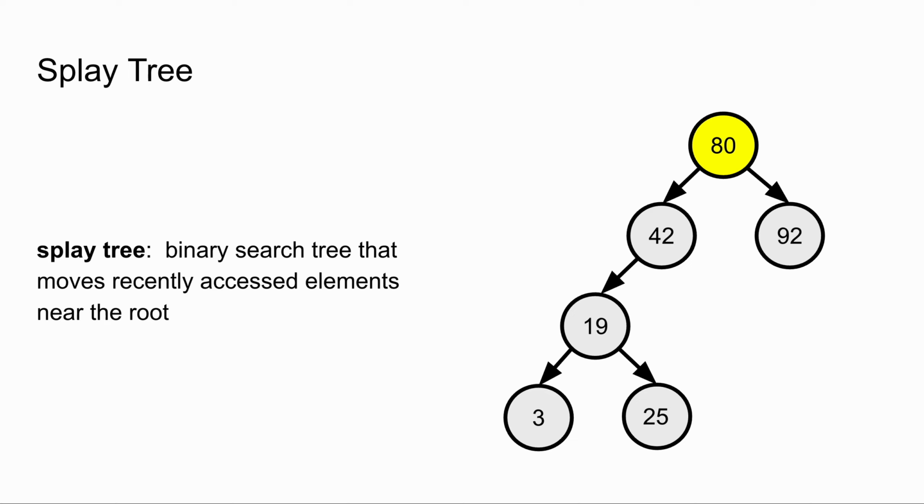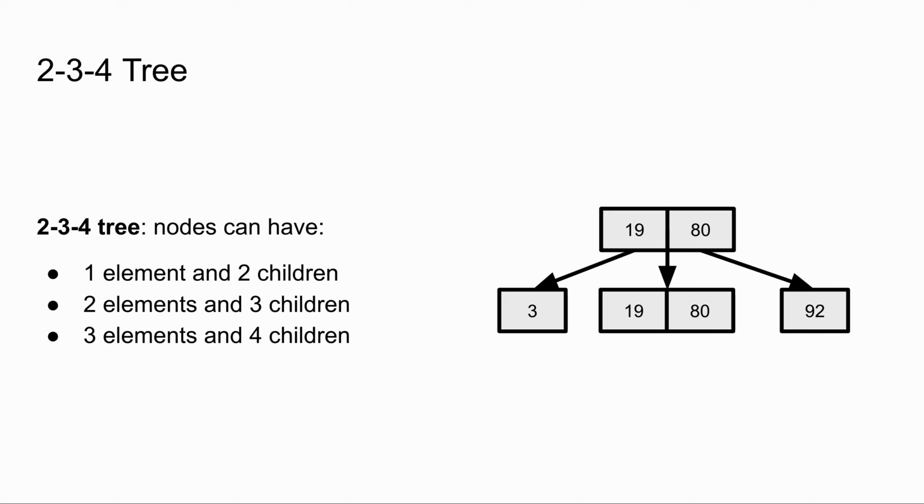So far, we have only looked at binary trees. A 2-3-4 tree can have 3 types of nodes. A node can have 1 element and 2 children, 2 elements and 3 children, or 3 elements and 4 children. Here, I've converted our previous tree into a 2-3-4 tree.